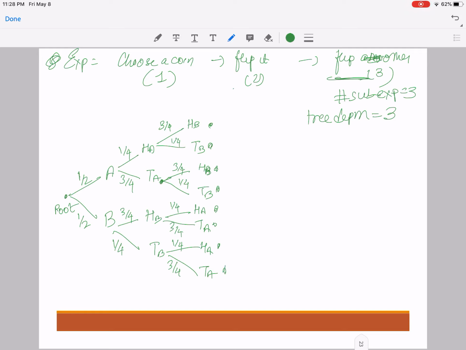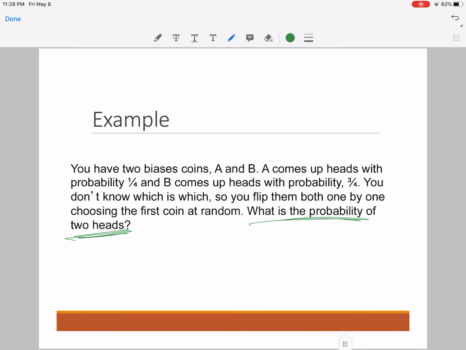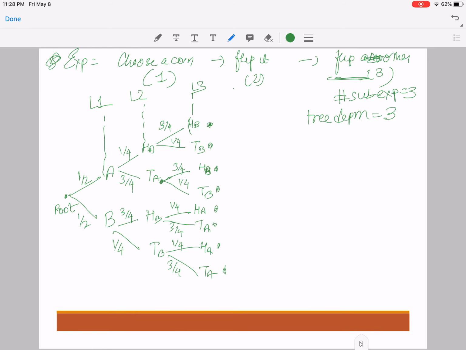And if you carefully observe, the depth of the tree is equal to 3. Level 1, level 2, and level 3. This leaf right here is A and HA and HB. This is A and HA and TB. If you notice here, I have dropped the intersection sign just for brevity because I do not want to spend too much time drawing that intersection. So this one is A and TA and HB. This one is A and TA and TB.